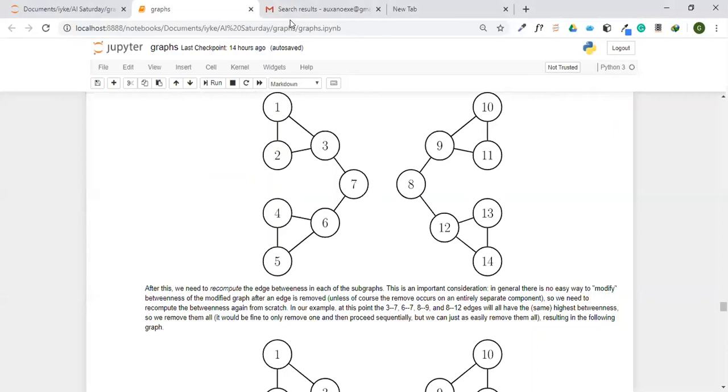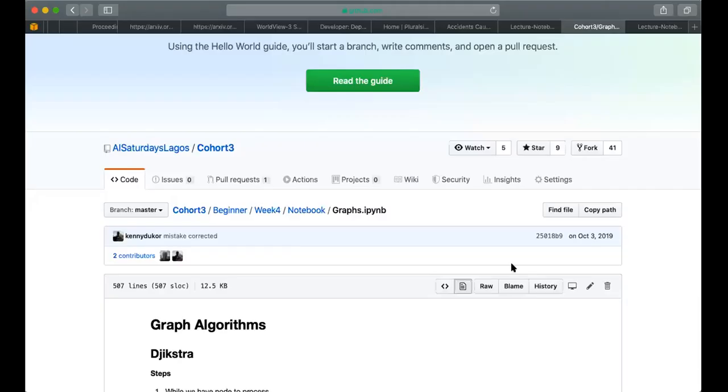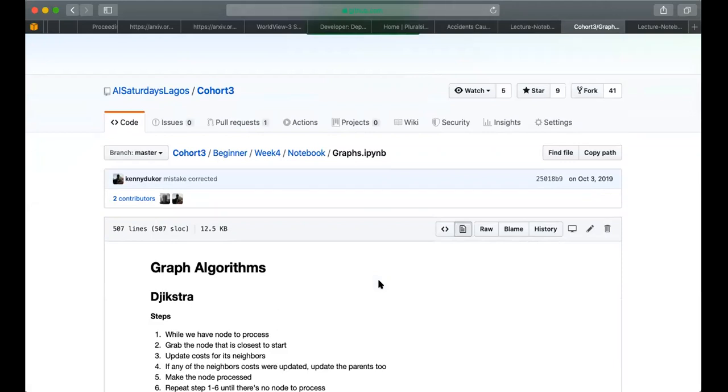There's something I remember from when myself and Teju were taking the class last year. I remember Teju implemented graphs from scratch. So while you guys were discussing, I was actually looking for where we kept those codes here. Can you guys see my screen now?